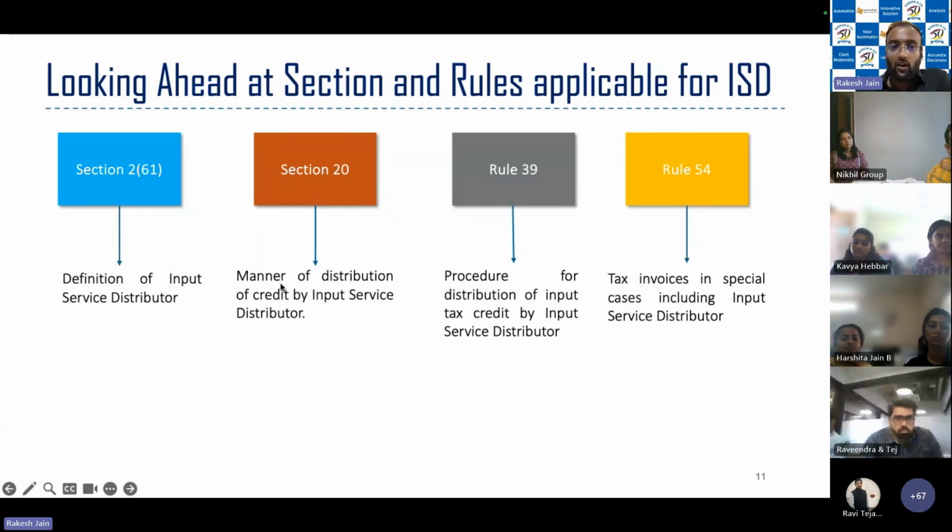Section 20 of the CGST Act deals with the manner of distribution of credit by the input service distributor. It gives the mechanism of distribution. Rule 39 deals with the procedure for distribution of input services. And Rule 54 talks about what would be the invoice in special cases, which includes ISD. So these are the 4 important limbs of the CGST Act where you'll find references which deal with the ISD, input service distributor.